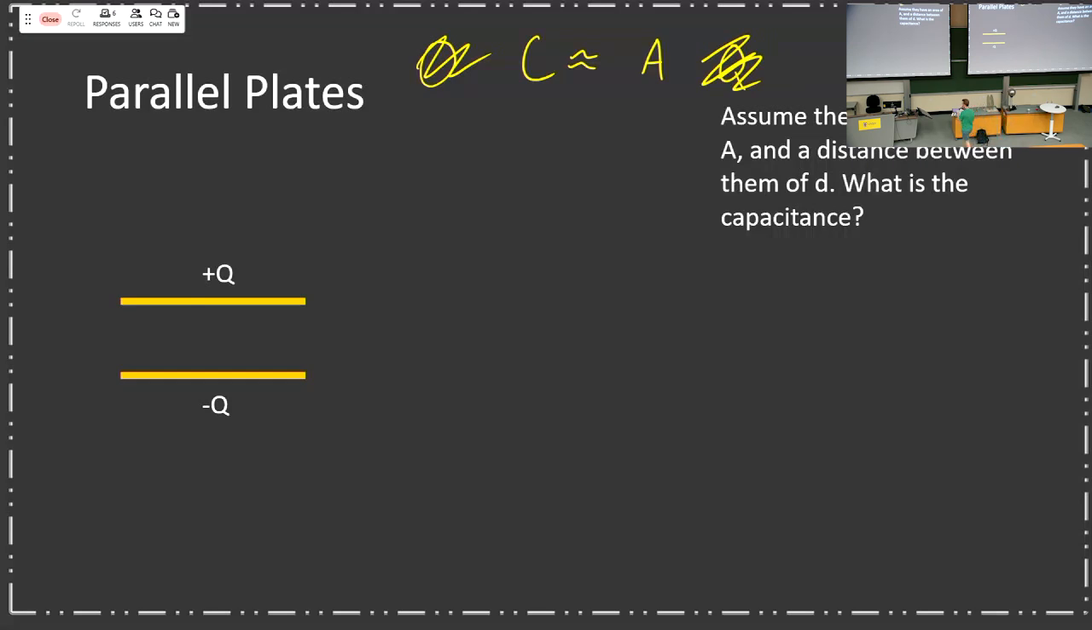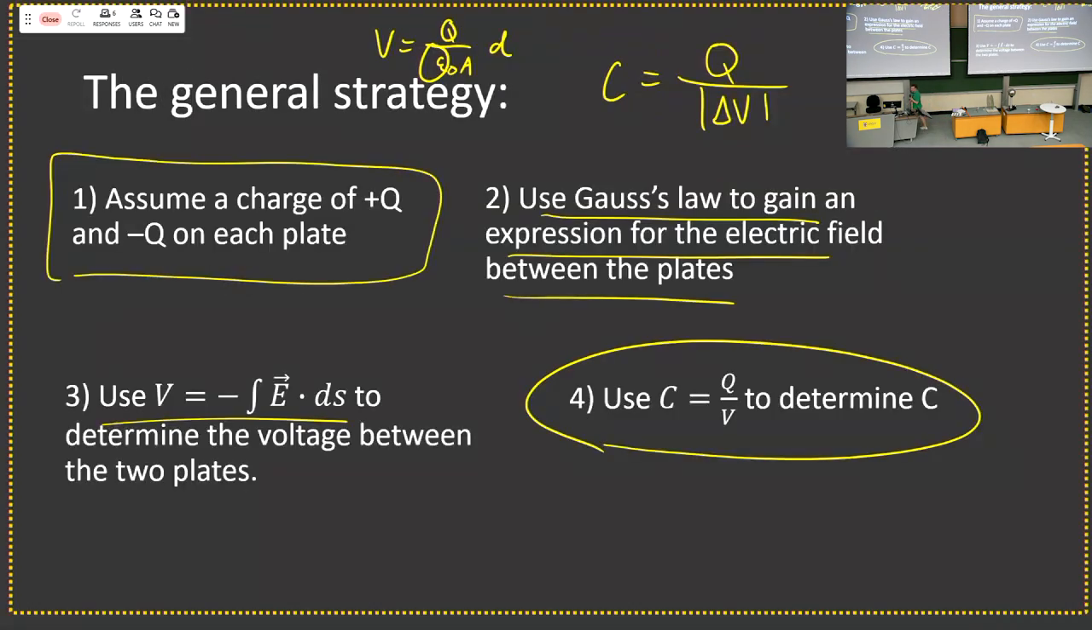Now, if I recall correctly, it's going to be epsilon naught A on D, right? If I recall correctly, but let's derive it and see if I remember. So we're going to find the capacitance. Step 1 is to find the electric field, right? I'll go back one slide just so we have the method up at the same time, okay?